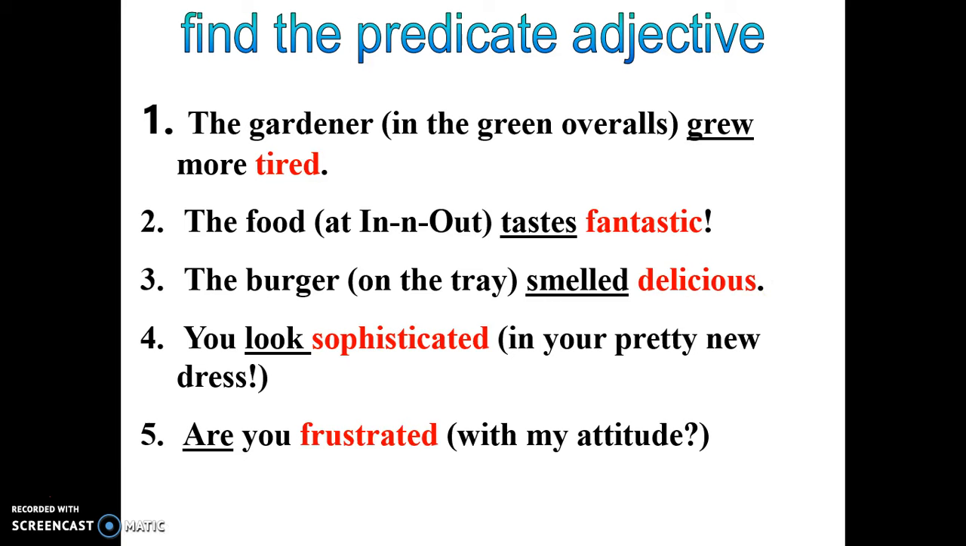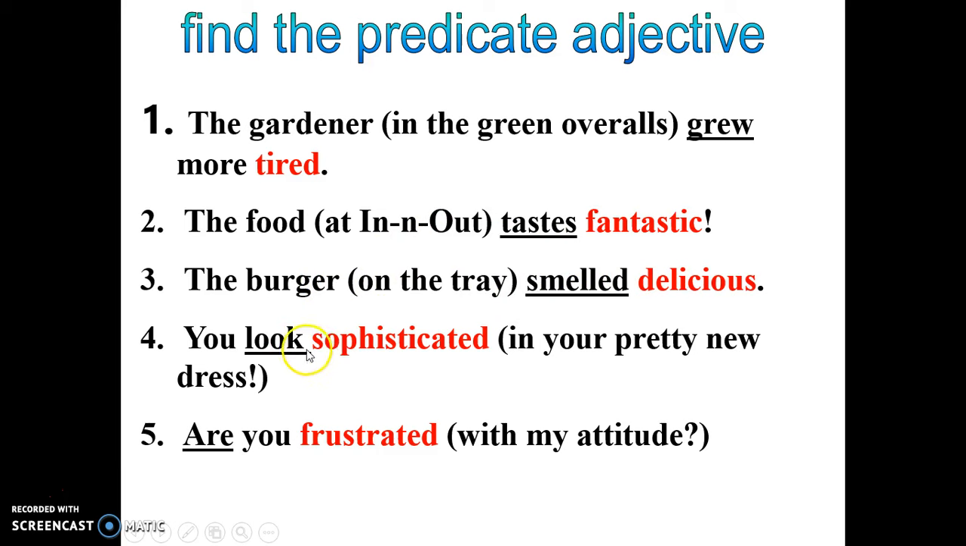All right, and here are your answers. Grew is your linking verb. Entired describes gardener. Taste is your linking verb. Once again, that could be an action verb, but in this case, it is a linking verb because food equals fantastic. Fantastic equals food. Fantastic describes food. Smelled, once again, could be an action verb, but it is functioning as a linking verb because burger equals delicious. Delicious equals burger. And smelled links delicious to burger.